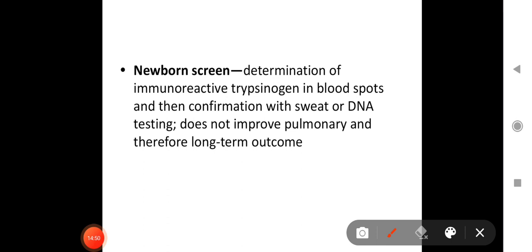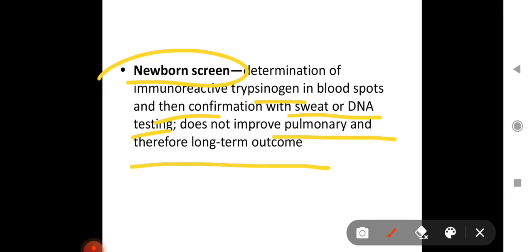Now, newborn screening is important. Determination of immunoreactive trypsinogen in blood spots, and then confirmation with sweat or DNA testing. It does not improve pulmonary and long-term outcome. So a blood spot test is done for newborn screening of cystic fibrosis, and if it comes positive, then a sweat chloride test is to be done or DNA testing is to be done. But diagnosing cystic fibrosis in the newborn period does not improve the pulmonary and any long-term outcome of those patients.